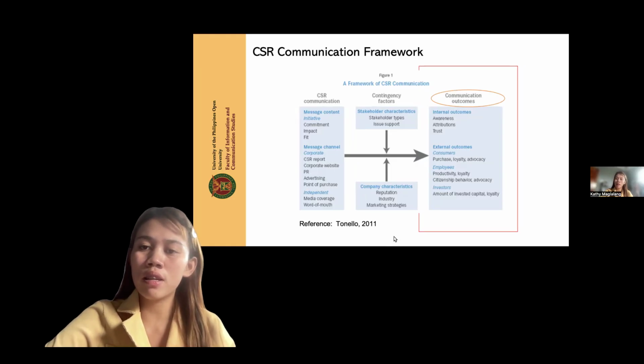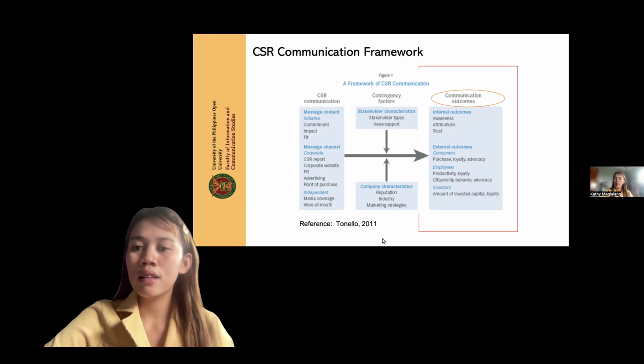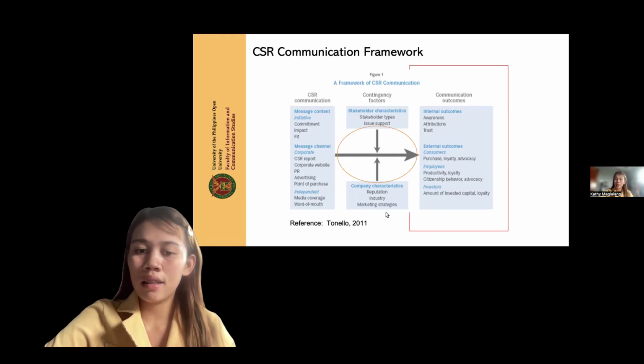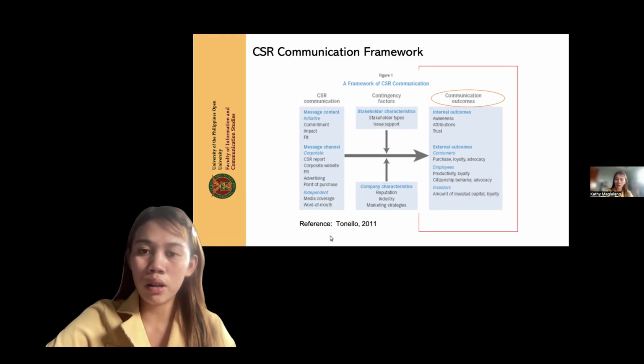Internally, effective CSR communication leads to awareness and trust among employees. Externally, it can result in customer loyalty, stakeholder advocacy, and increased investor confidence. The outcomes of CSR communication definitely contribute not only to social good but also to organizational success.